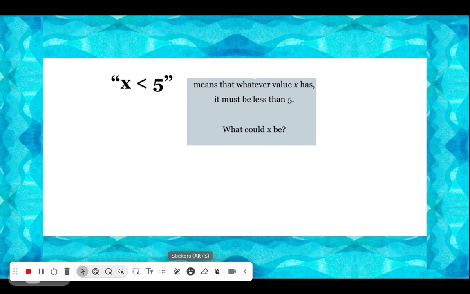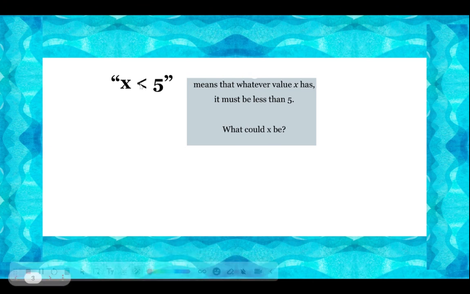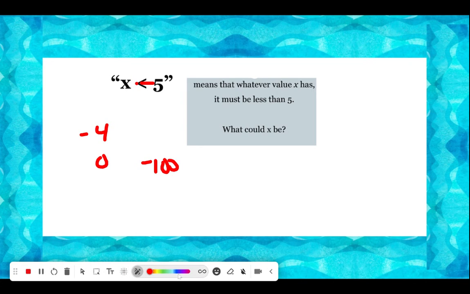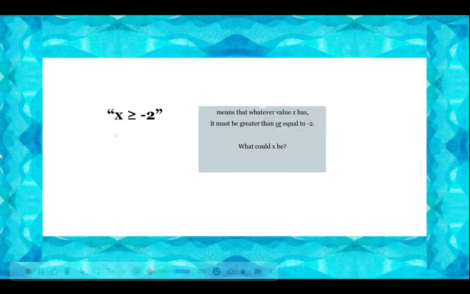So think about less than. I like to draw an arrow and think about the point going to the smaller numbers on the number line. Okay, so what numbers are less than 5? We can say -4. We could say 0. We can say -100. You just have to say a number less than 5. Okay, so there's many solutions.